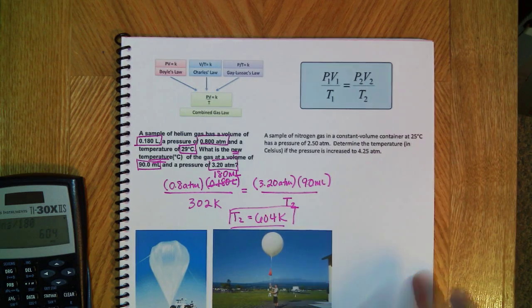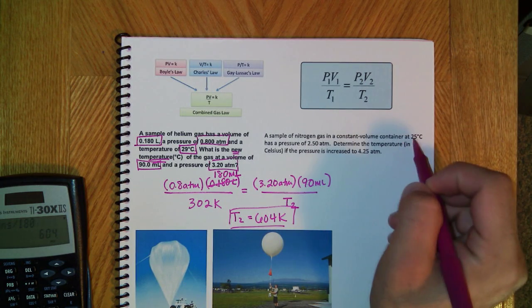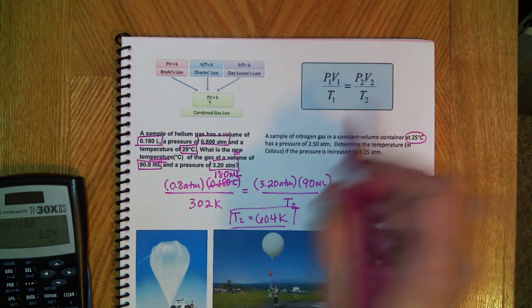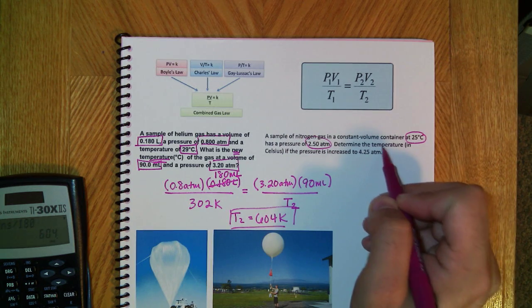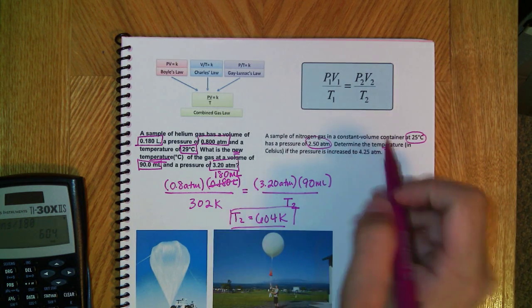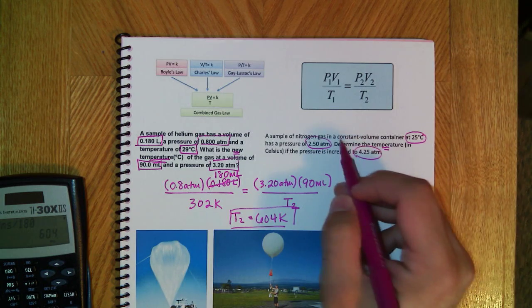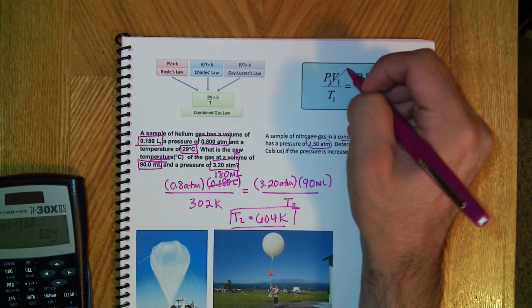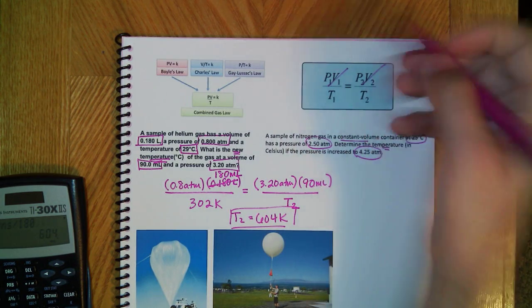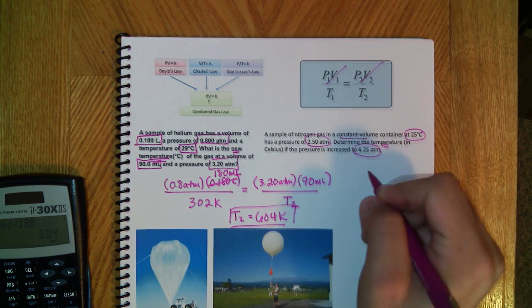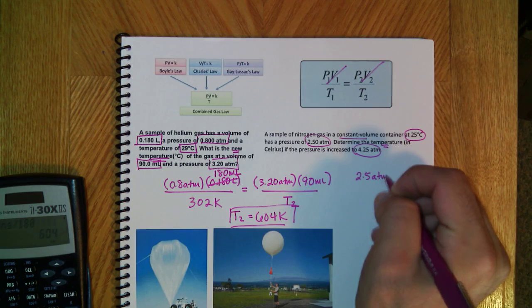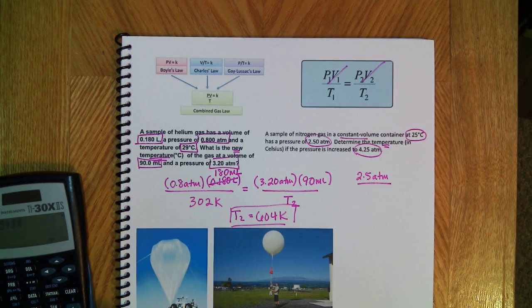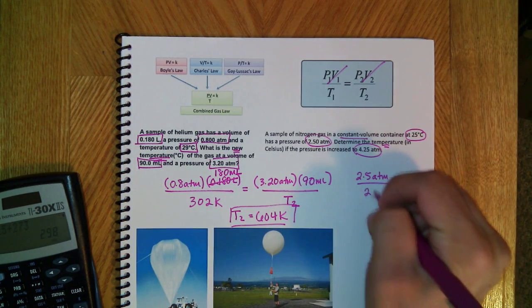A sample of nitrogen gas in a constant volume container is at 25 degrees Celsius and has a pressure of 2.5 atm. Determine the temperature if the pressure is increased to 4.25. Now, they say constant volume, so what we can do here is take the volume out of the equation. We're left with Gay-Lussac's law, and then we have 2.5 atm as my initial pressure at 25 degrees Celsius, which in Kelvin is 298.